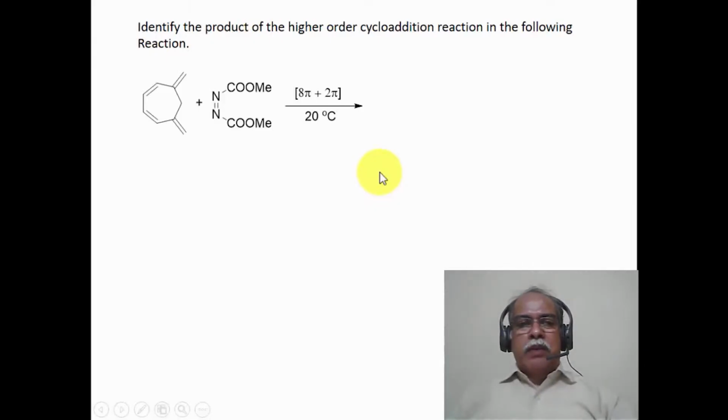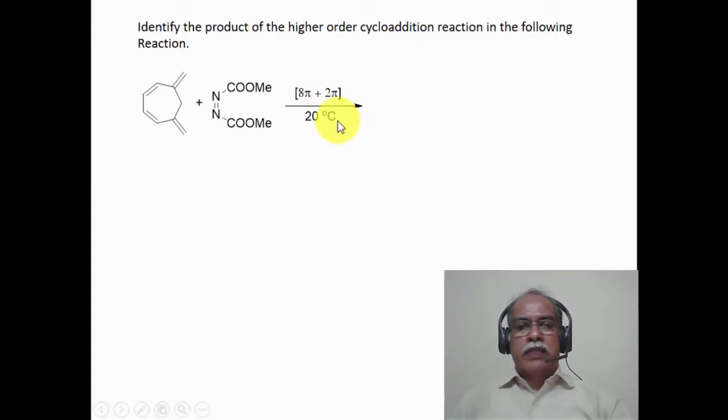Now the second problem deals with again a cycloaddition reaction of higher order. Identify the product of the higher order cycloaddition reaction in the following reaction. In other words, dimethyl azodicarboxylate is acting as the enophile, dienophile for example, and this is acting as a polyene which is undergoing a higher order cycloaddition reaction. The higher order cycloaddition reaction is an 8-pi 2-pi cycloaddition reaction as indicated on the arrow.